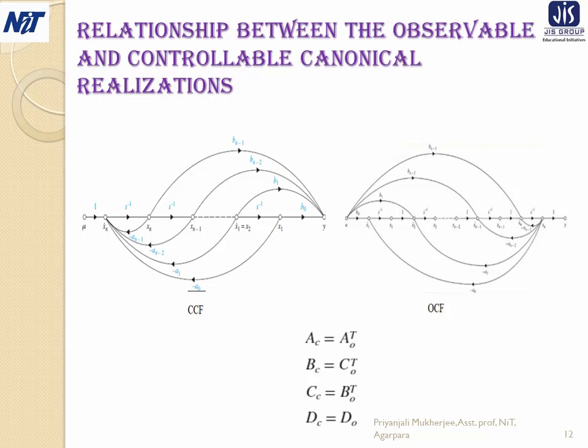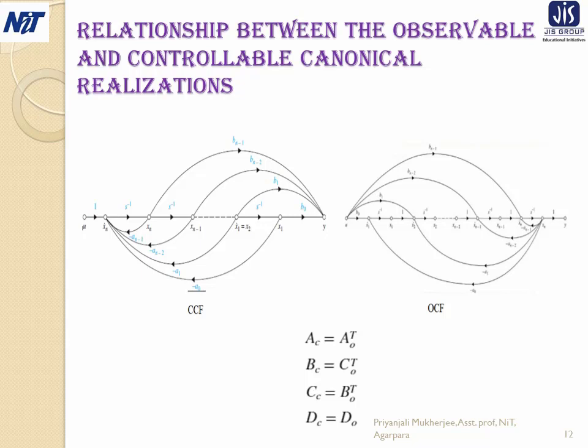So whatever system matrix we get in the controllable canonical form and the observable canonical form, those are the transpose of each other. That means this system matrix AC, which is obtained from the controllable canonical form, is equal to A0 transpose. This A0 is the system matrix which has been obtained from the observable canonical form.